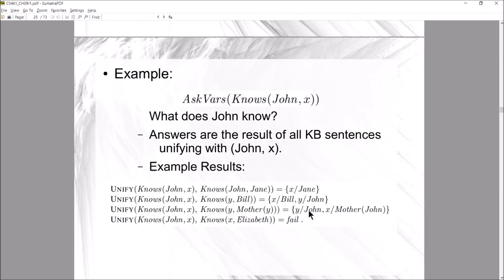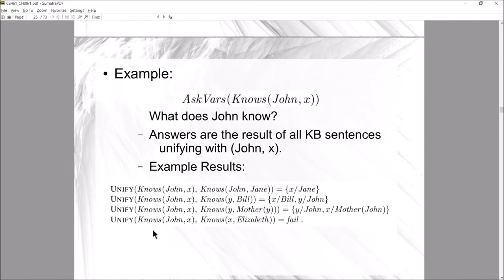Yeah, if you were to plug in John for Y, then you look on the right-hand side, and that says knows John, mother of John, right? John knows the mother of John, which makes sense. You know your own mother, right? Now, if you plug in for X in sentence P the mother of John, then what does sentence P become? Knows John, mother John. So that would match sentence Q, which would be knows John, mother John, right? So since that works, that's a unifier that makes those two sentences P and Q the same. And so then you can infer that John knows his mother.